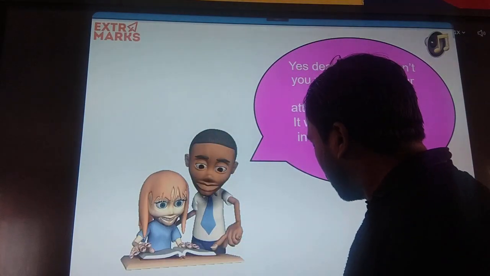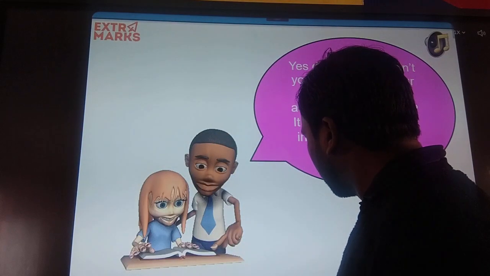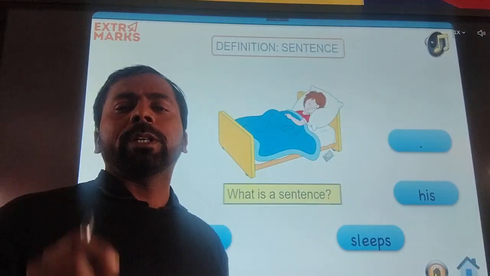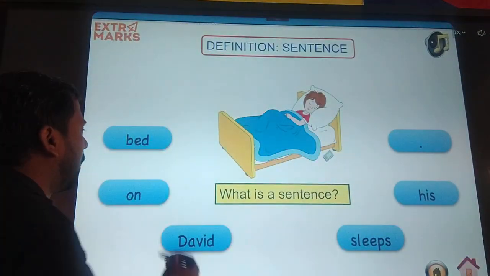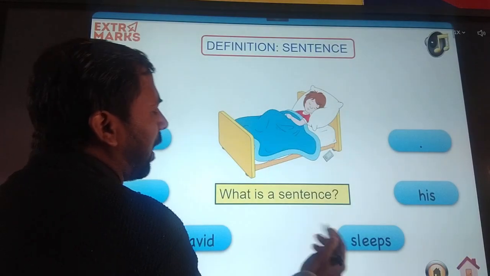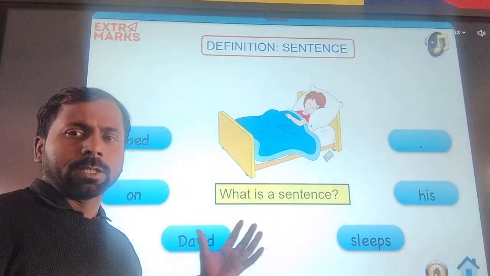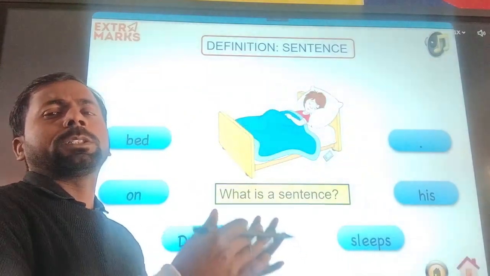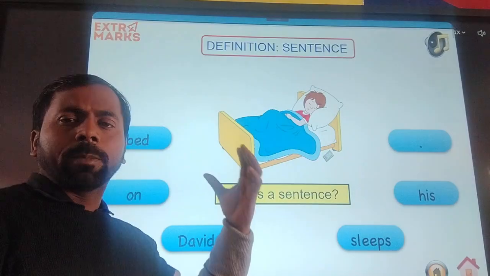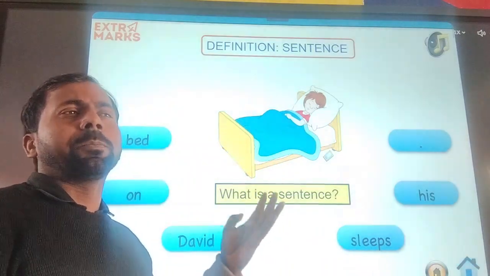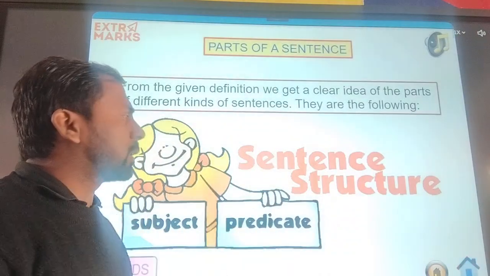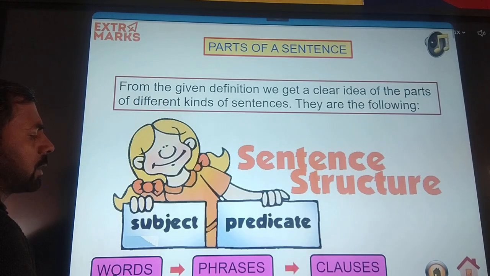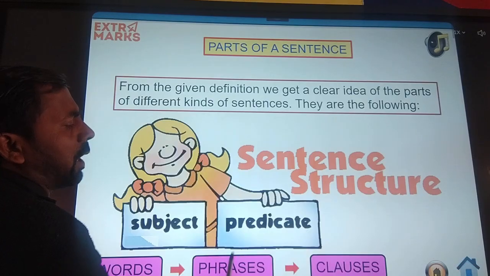As you know about the definition of the sentence, it is a group of words that has a complete sense. As you can see here, bed, on, David, sleeps, all these words you can see on the screen. These words make a sentence. It is made of parts of speech, like noun, pronoun, adjective, adverb. These parts make the sentence, and these words make the phrase, and phrases also are included in a clause.